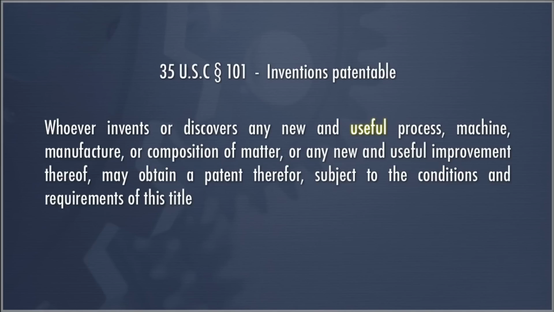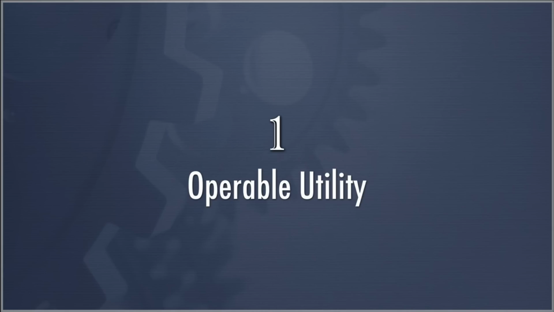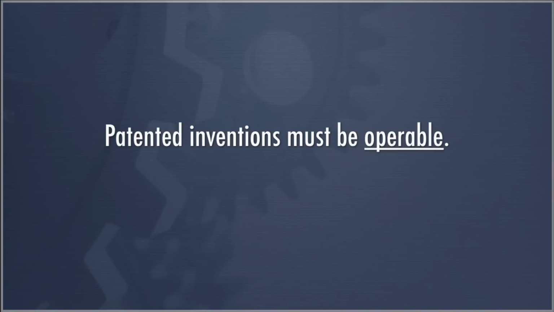So again, the utility requirement comes from Section 101, which states that anyone who invents or discovers a new and useful process, and it is that statement, useful, that establishes the utility requirement right there.